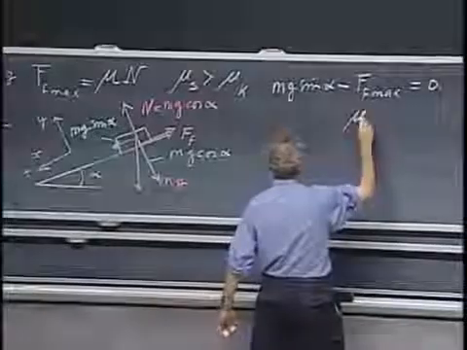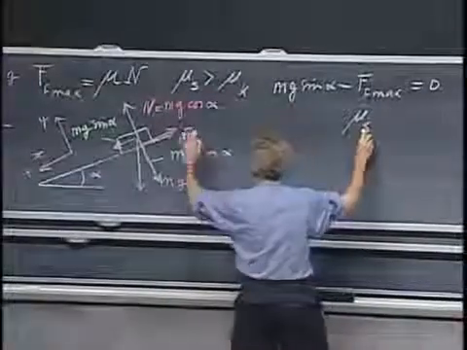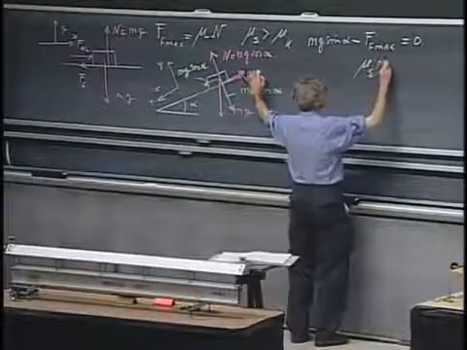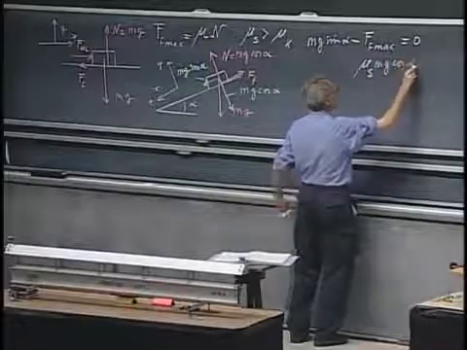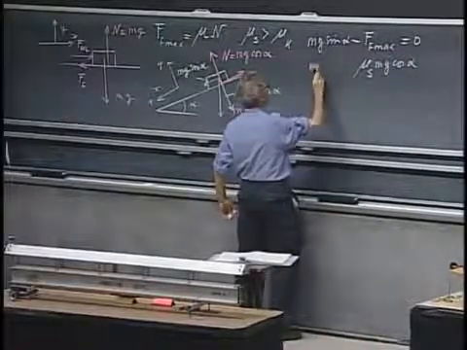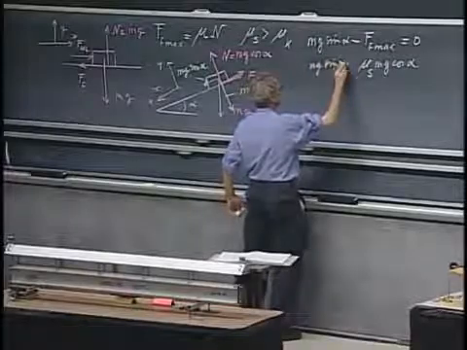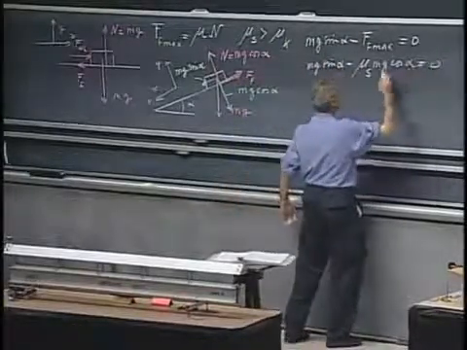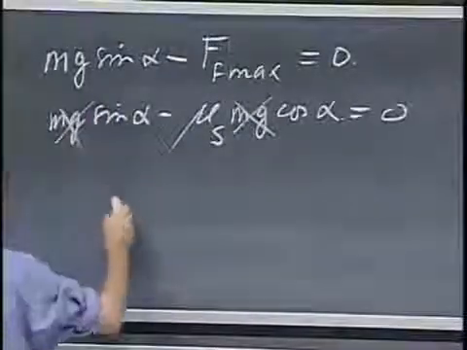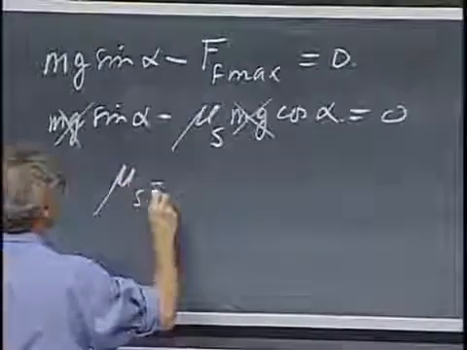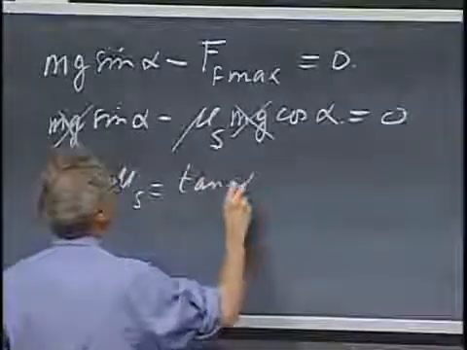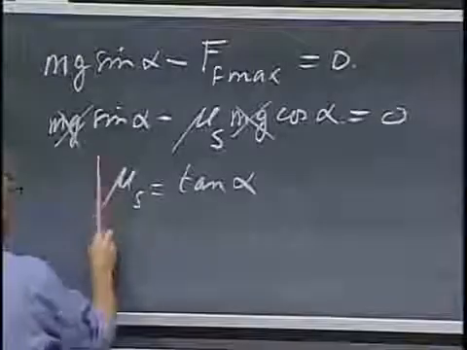And this one is mu static times n, which is mg cosine alpha. This one is mg sine alpha. This equals 0. I lose my mg, and you see that mu of s equals the tangent of alpha. It's that easy to measure.